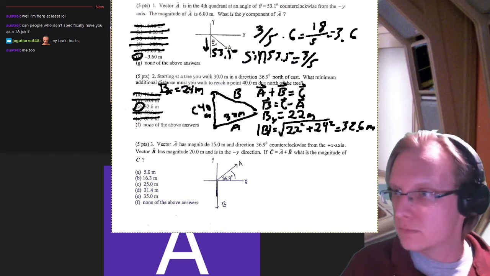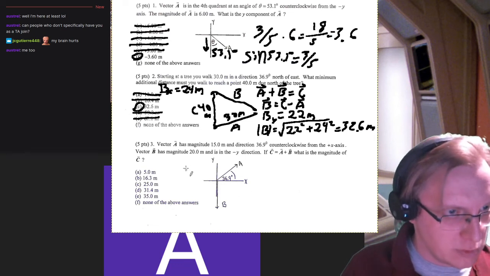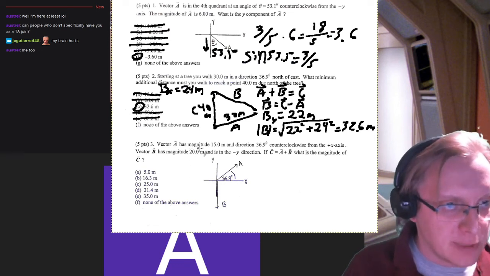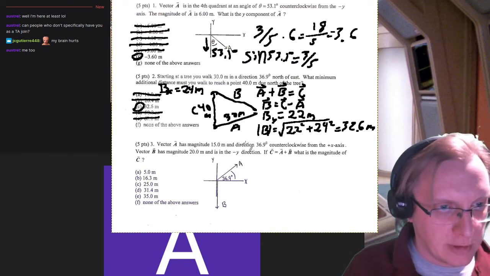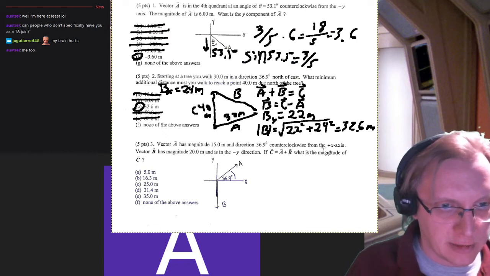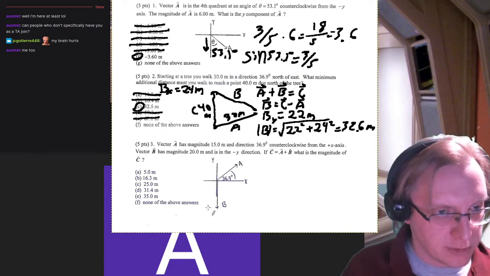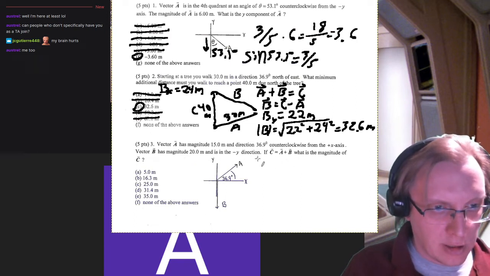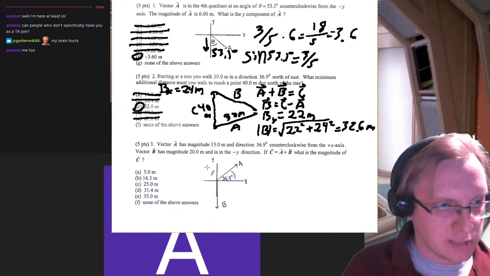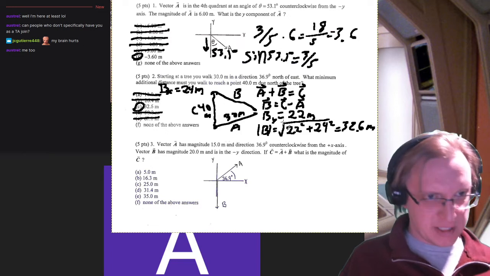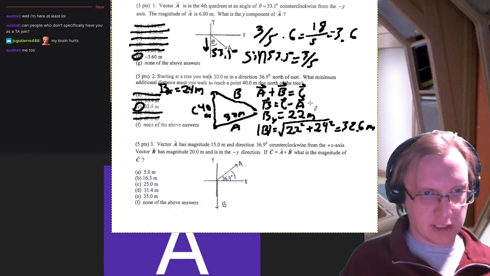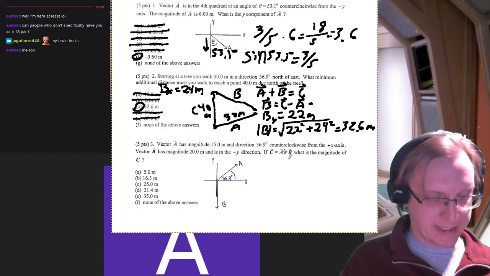All right, last one on page 1. Vector A has a magnitude of 15 meters going off that way, and direction 36.9 degrees counterclockwise from the x-axis. How kind of him to draw that for us. Vector B has a magnitude of 20 meters going straight down. If C is equal to A plus B, then what is the magnitude of C? Basically the same thing, except instead of doing this fancy business here, we could add them together.